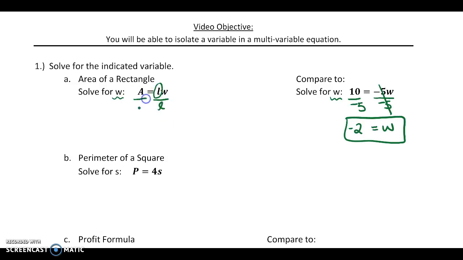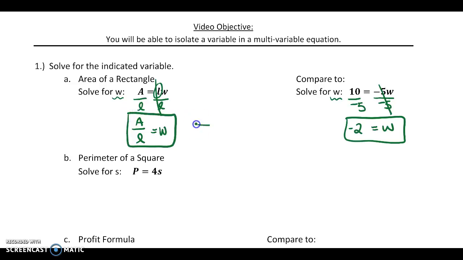And whatever you do to one side, you're going to do to the other side. So anything divided by itself cancels. Like -5 divided by -5 is 1. L divided by L also cancels because L divided by L is 1. So on this side, you're just left with w, but whatever you did to one side, you have to do to the other. So on the left side, I have A divided by L, and that is equal to w.